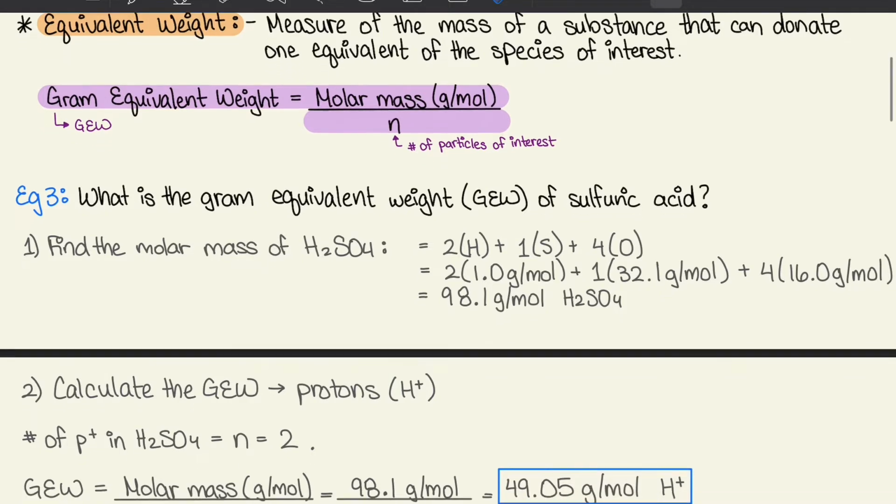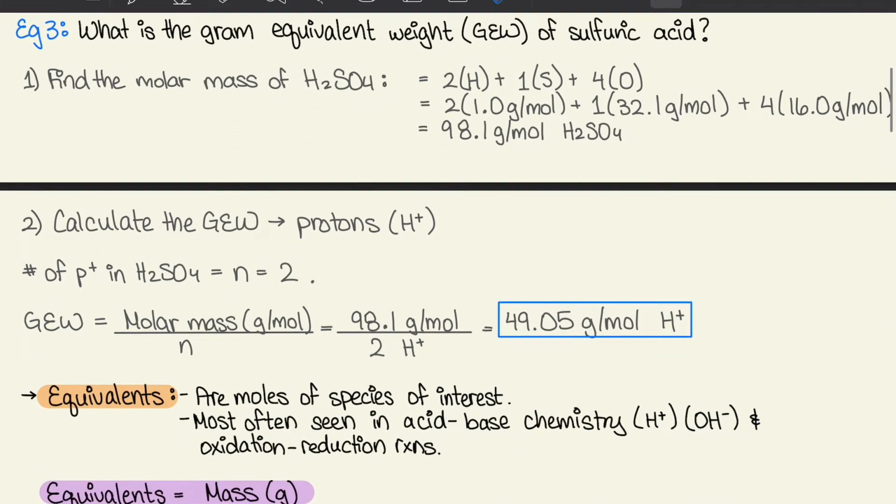And then moving on to step 2 in answering the question, it's calculate the GEW, which is the protons, and that's hydrogen ions. So the number of protons in H2SO4 is equal to n, and that's equal to 2. So for GEW, we're going to write out the equation. GEW is equal to molar mass over n.